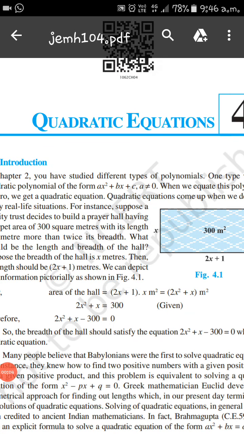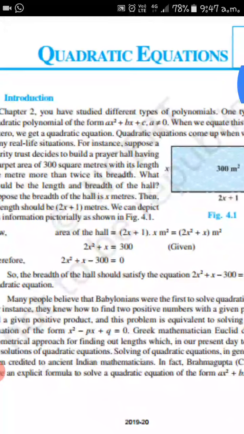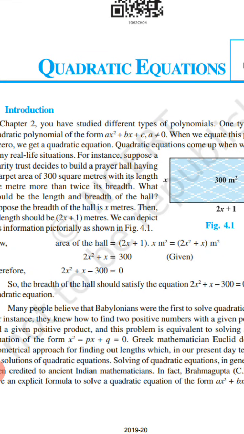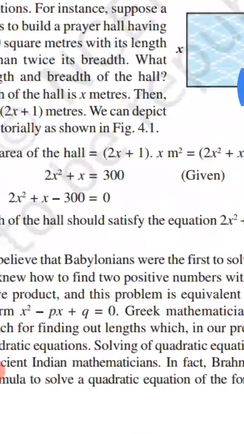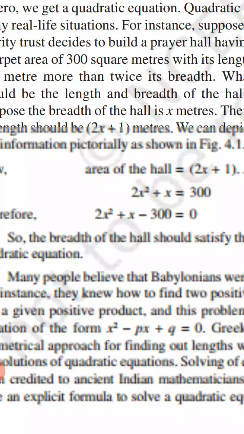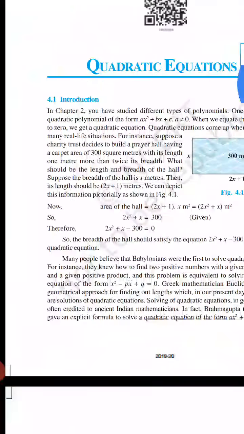10B students, good morning. Today we will learn about quadratic equations. You know, an equation is a statement of equality with some variables. Now, a quadratic equation is an equation whose degree is 2. Degree means the maximum power of the variable is 2. That is called a quadratic equation.